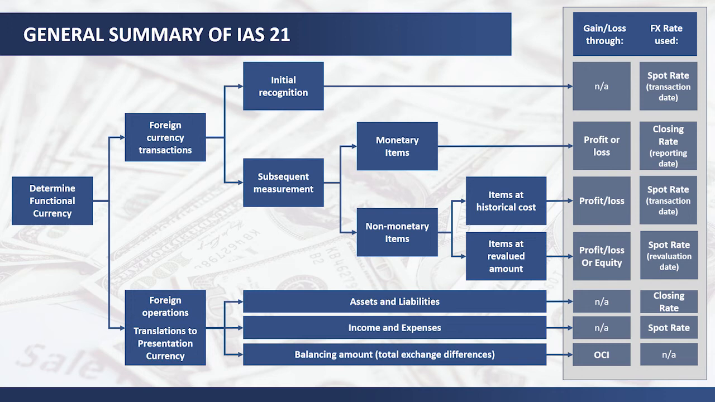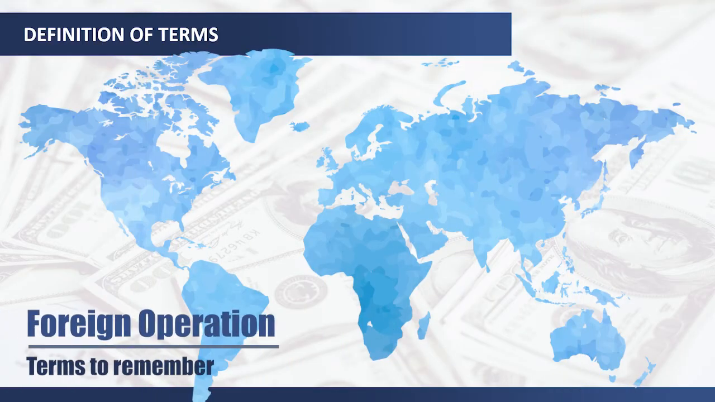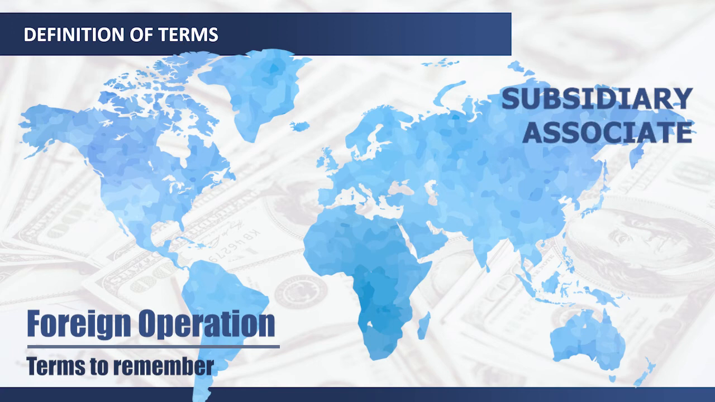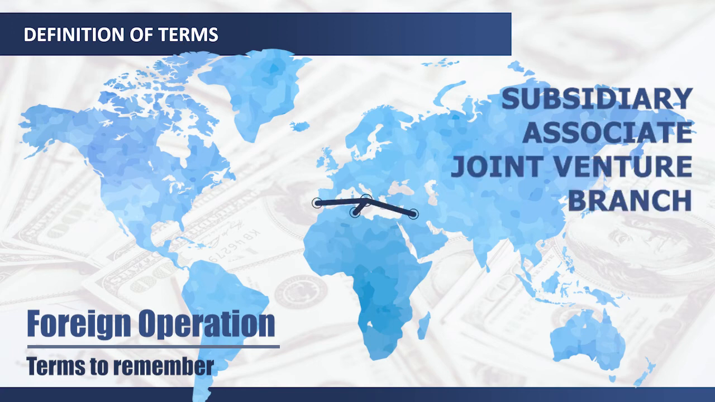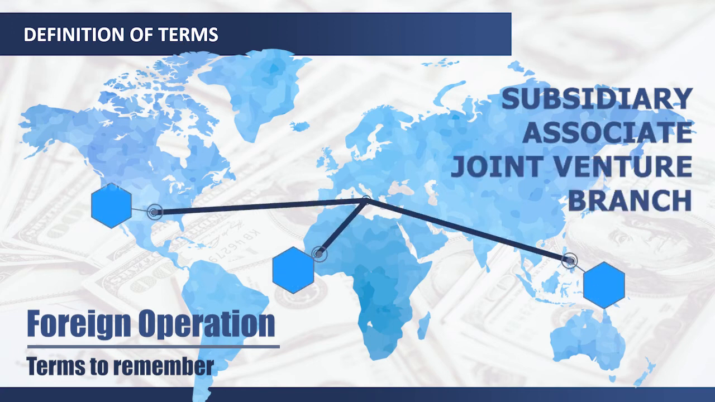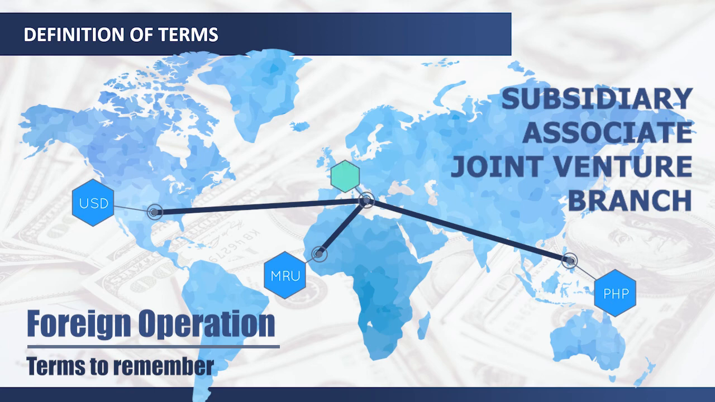With that, we will move on to the concept of foreign operations and translations to presentation currency, which are a little bit interrelated. We can best understand this by going into the concept of foreign operations first. A foreign operation is a subsidiary, associate, joint venture, or branch whose activities are based or conducted in a country or currency other than those of the reporting entity.